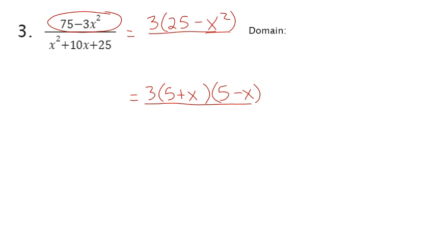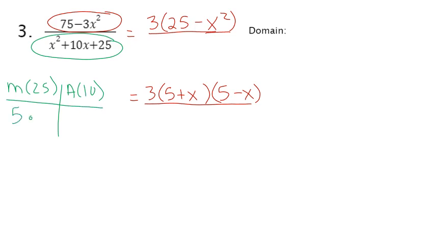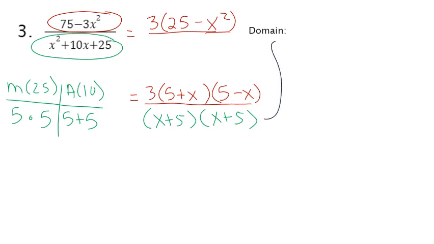And then on the bottom part, you're going to see that you're working with a trinomial. So we're finding factors of 25 that add to 10. So it's actually going to be 5 and 5. If I wanted to find my domain again, it's when the denominator is equal to 0. So that would be negative 5. And actually, that's the only value you wouldn't be allowed to have.